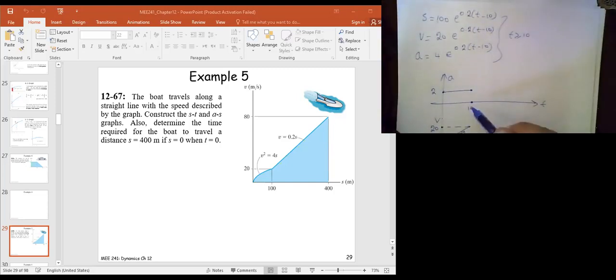Where does it start from? Does it start here, or somewhere else? From the point where we ended, which is 4. When t is equal to 10, e to the power 0 is 1, so we're at 4, right? How does the exponential look like? Is it going up or going down? Going up. Why? Because this guy is positive, right?